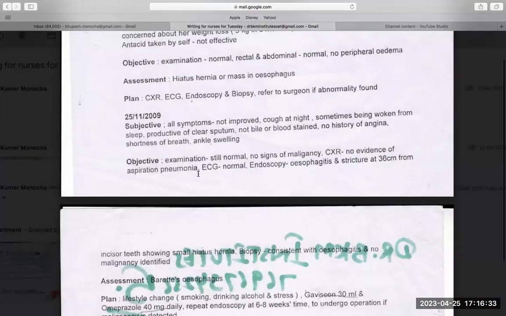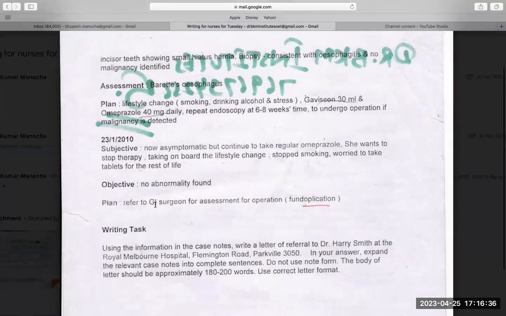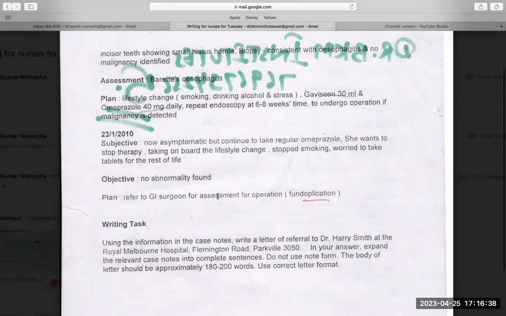So in this, what is happening? Now the patient is being referred to a gastrointestinal surgeon for the assessment of operation. And today he is asymptomatic, but continues to take omeprazole, wants to stop therapy, taking on board lifestyle change, stopped smoking. So what is happening in today's letter? Patient is asymptomatic now. Everything is fine, but he is worried to take tablets for the rest of his life. So that is why he is being referred to you for the assessment of operation.